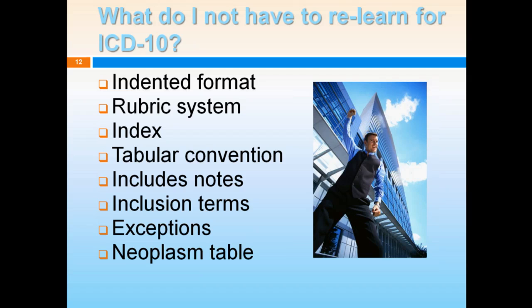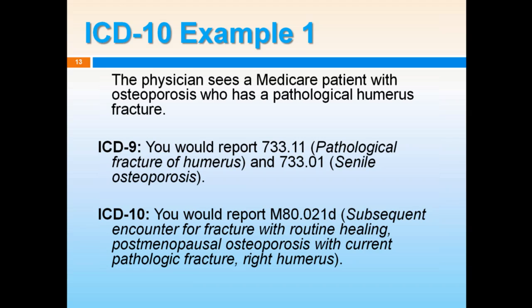So now that we have an ICD-10 overview, let's look at some specific examples. Okay, example 1. The physician sees a Medicare patient with osteoporosis who has a pathological humerus fracture. Currently, you would have to report 733.11, pathological fracture of humerus, and 733.01, senile osteoporosis. For ICD-10, you would report M80.021D, subsequent encounter for fracture with routine healing, postmenopausal osteoporosis with current pathological fracture right humerus. So this is a situation where ICD-10 consolidates these codes.